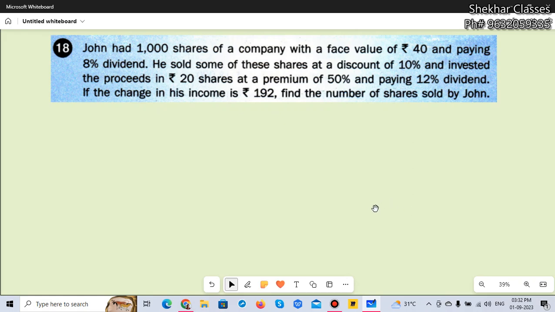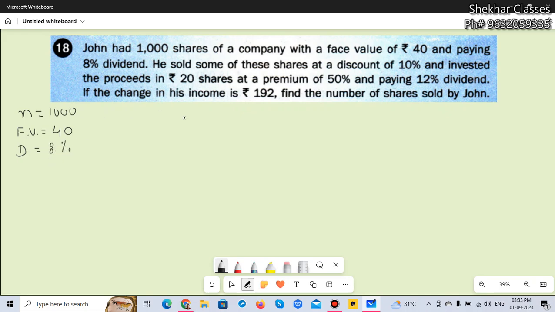John had 1000 shares of a company with a face value of 40 rupees. So I'll keep on writing here. The number of shares that he has is N equal to 1000, and the face value or the nominal value is 40 rupees, and the dividend is 8%.